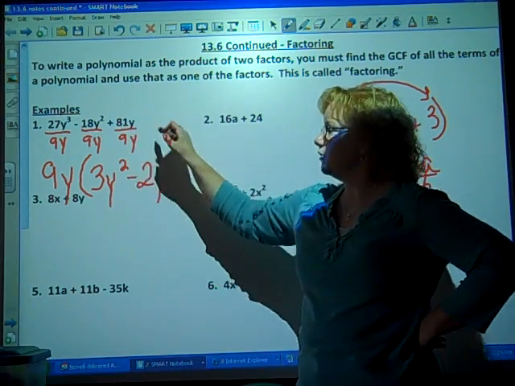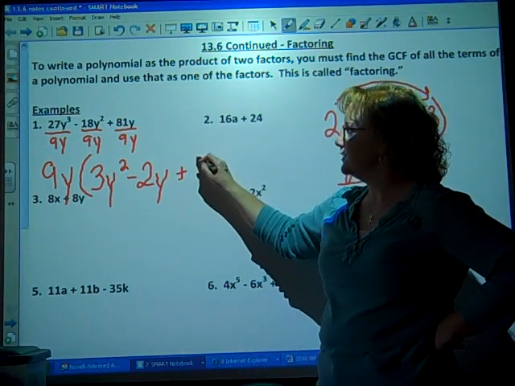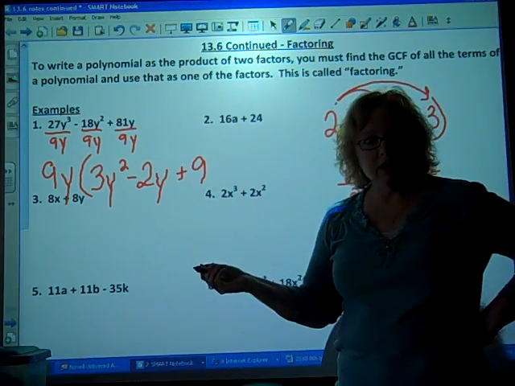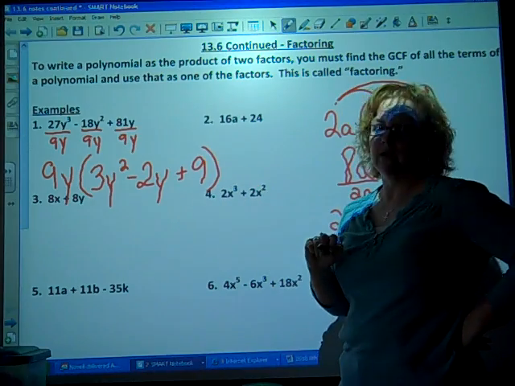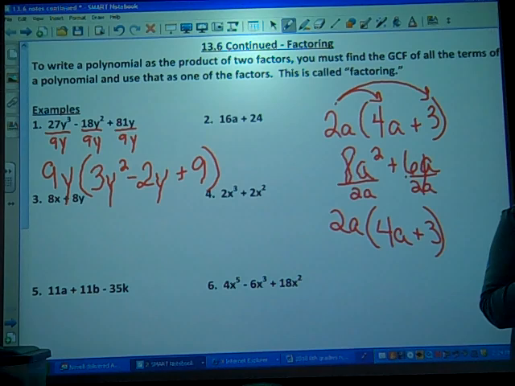Then I go to this term. What's 81 divided by 9? 9. So plus 9, and y divided by y is? It's not nothing, it's 1, and 1 times 9 is? 9. So I don't need to write it. Okay? Now, how could I make sure that I'm correct? What could I do to make sure that this is correct? Chris, what could I do?